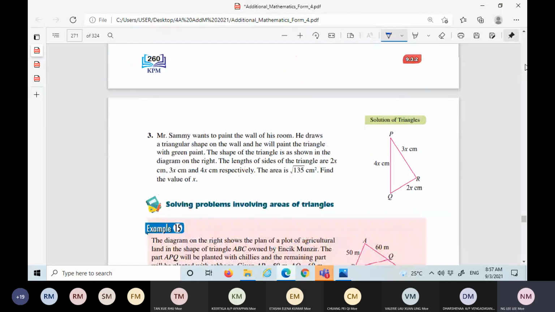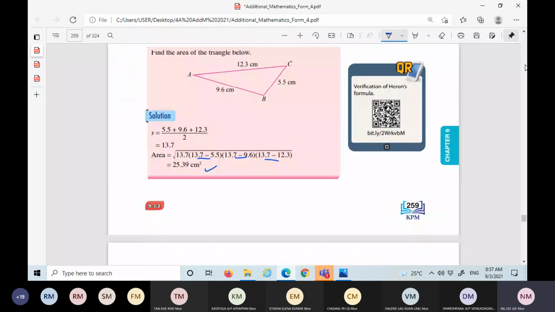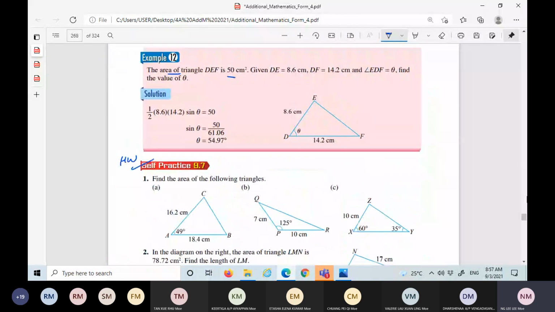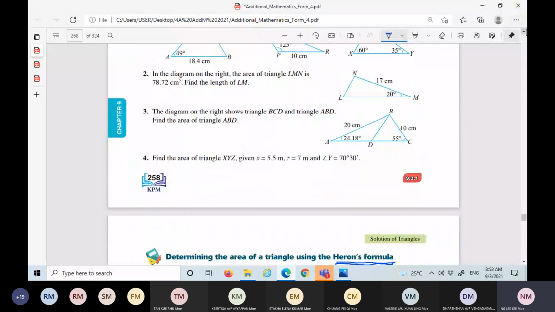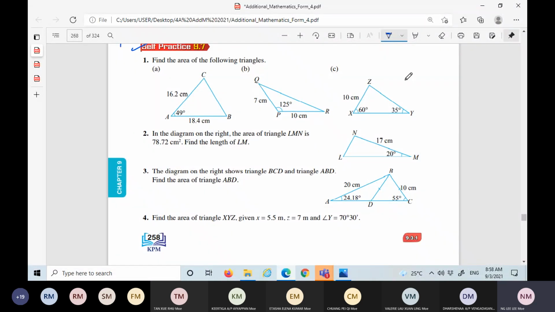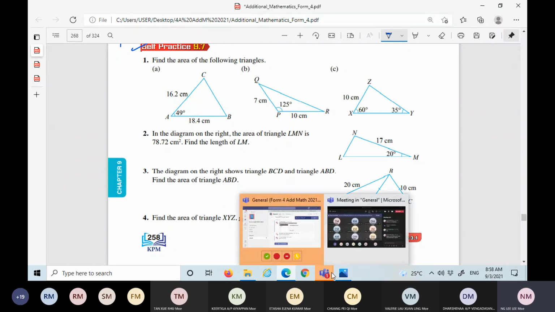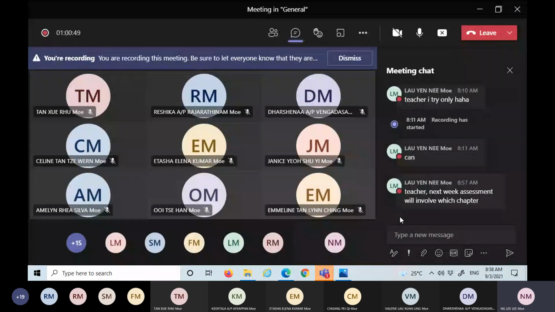I give you 2 exercises. Here 3 questions. The other exercise, here is 1, 2, 3, 4 questions. Not too many questions. Next week's assessment, which chapter it will involve, I haven't thought yet. After that I will find out and let you know. I will put it in WhatsApp. Then what I want to say again, I have to remember to give you the timetable.